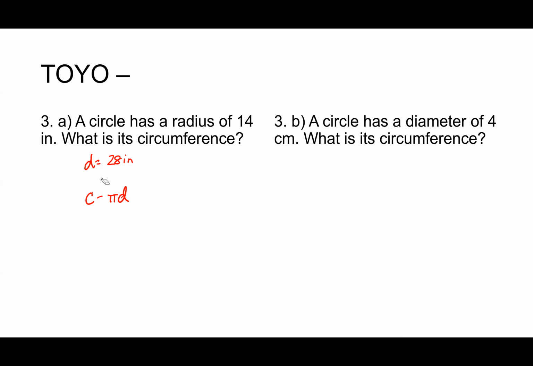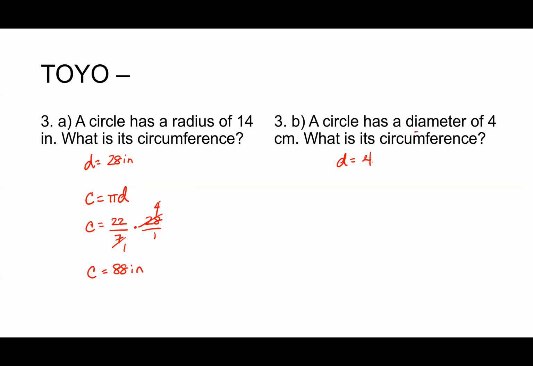In this problem, should I use 3.14 or 22 over 7, class? Oh, I have some disagreement. Mateo? Yeah, absolutely. We want to use 22 over 7 on this one. And we're going to multiply it times 28 over 1. And what does my circumference equal? 88 inches. Great job.